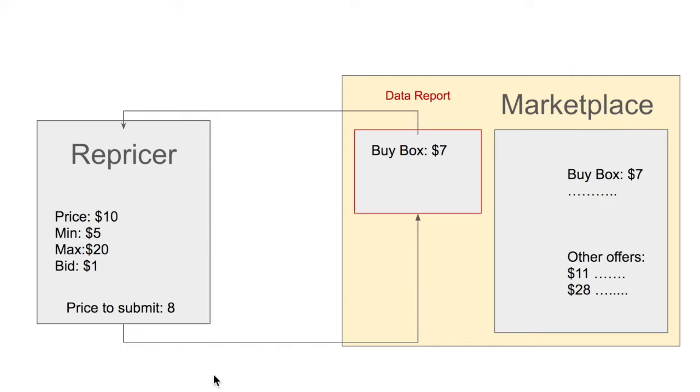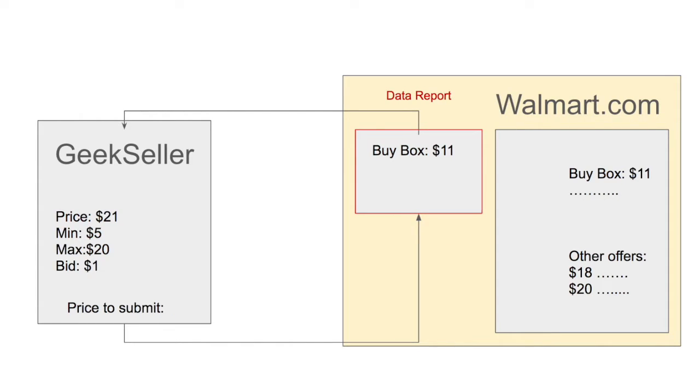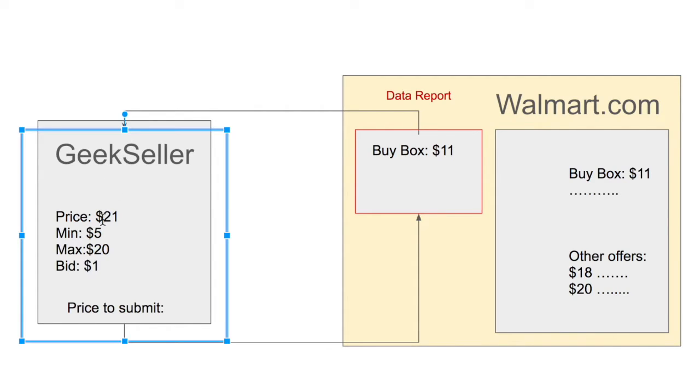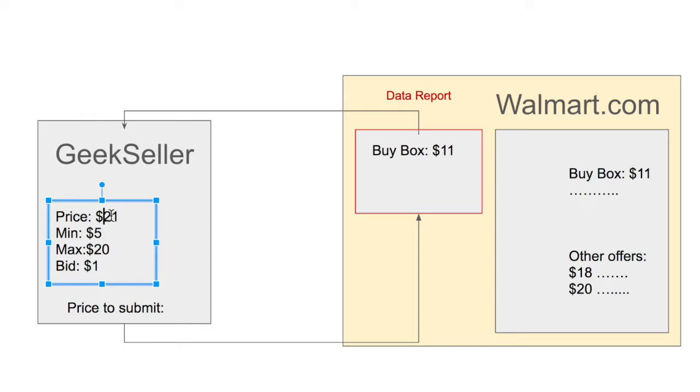Now, this is an ideal world. Unfortunately, in real life the data has some kind of delay when it is transferred between those two components. Let's look at this situation. We have GeekSeller as a repricer and we have Walmart as the marketplace. For this particular product, the buy box is $11 and there are two other offers, for 18 and 20. The data report also reflects the real number, which is $11. Now on GeekSeller, this particular seller is offering this product for $21.